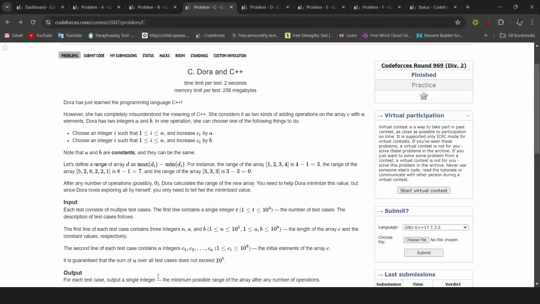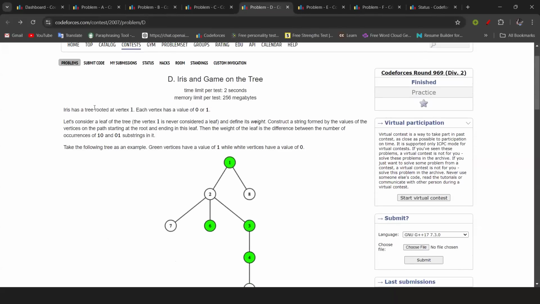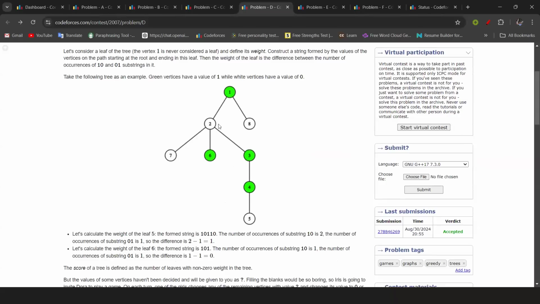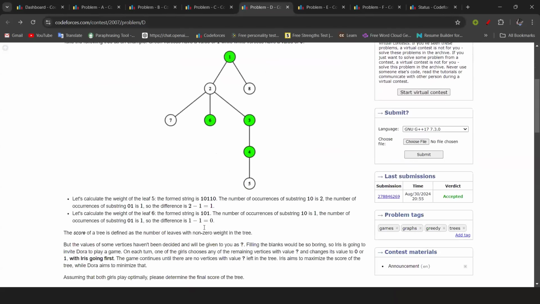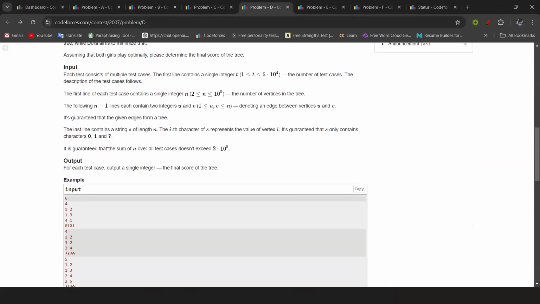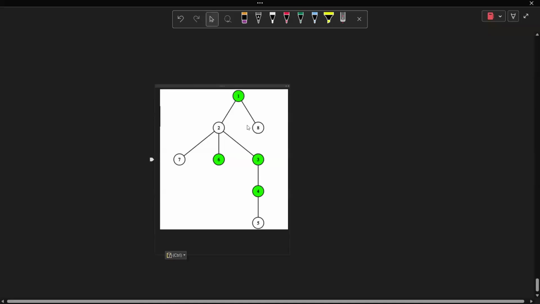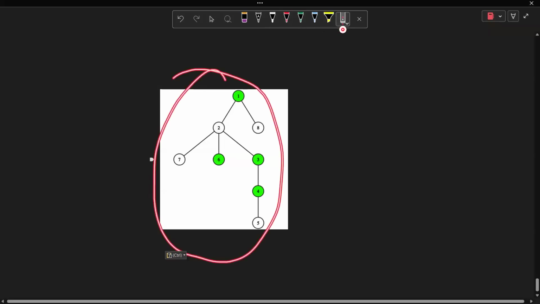Okay, I think we can move to problem D now. So in problem D, we have been given a tree basically. Let's explain the problem. Instead of reading the problem statement, I'll explain it here only. What we are given here is a tree. So let's suppose this is the tree that we are given.